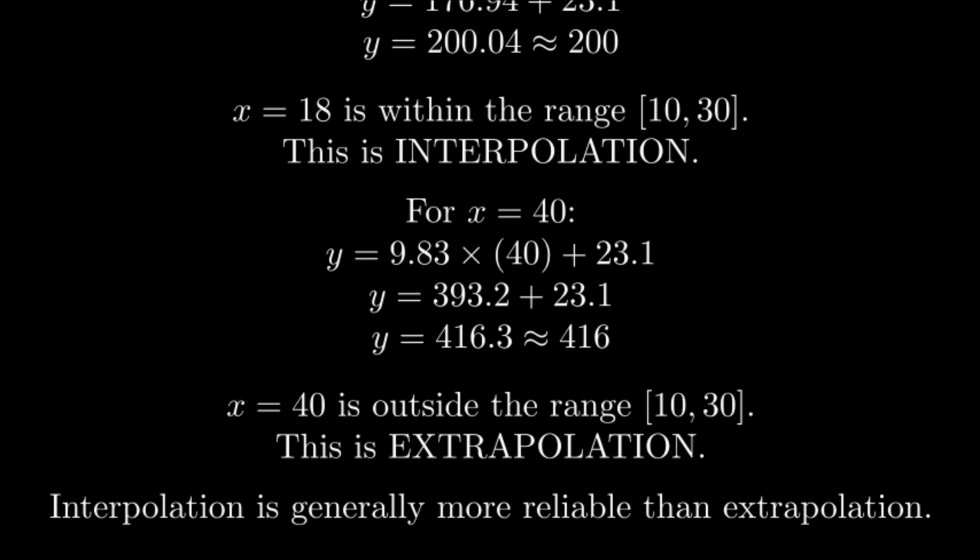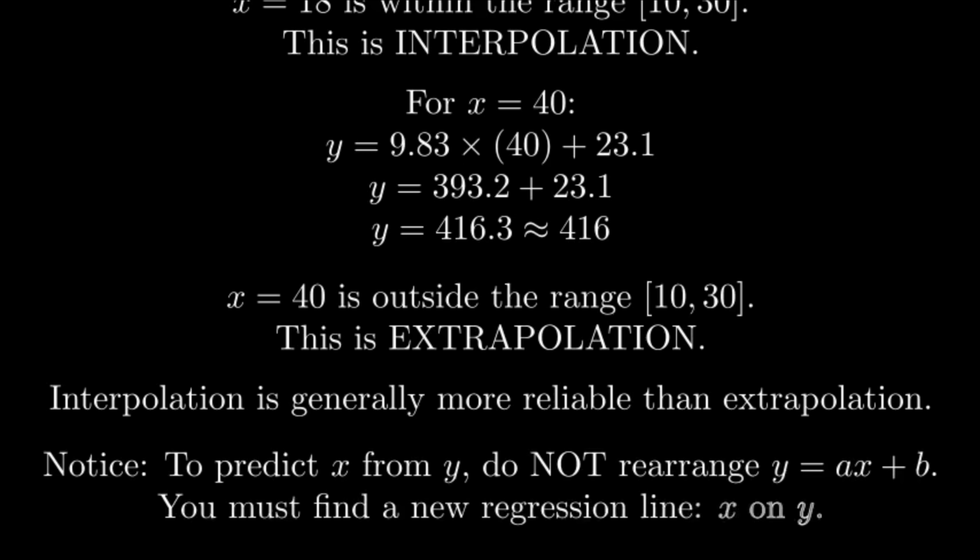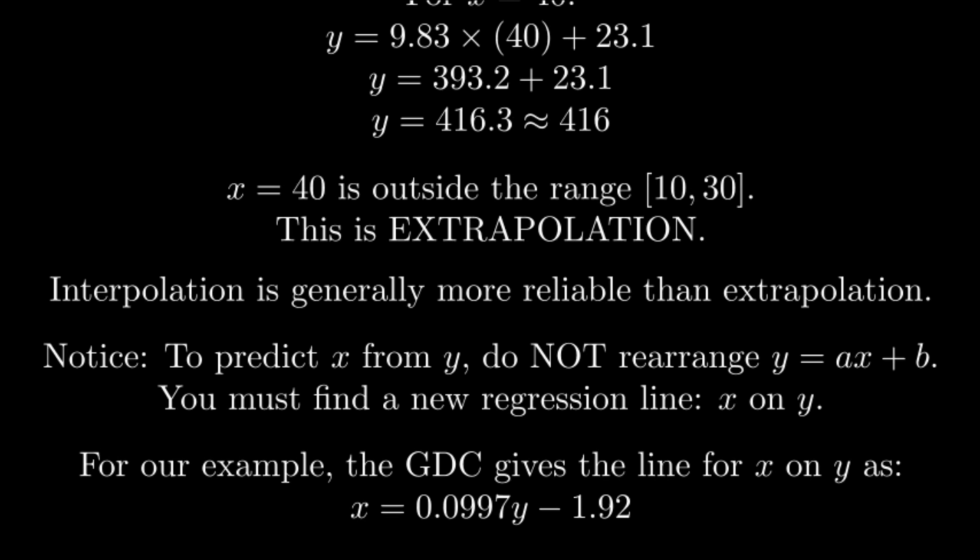One final crucial point. What if you want to predict x from a given y? It's a common mistake to just take the equation y equals ax plus b and solve for x. This is incorrect. The regression line of y on x is calculated to minimize vertical errors. To predict x from y, you need to minimize horizontal errors, which results in a different line, the regression line of x on y. Your GDC can calculate this for you.